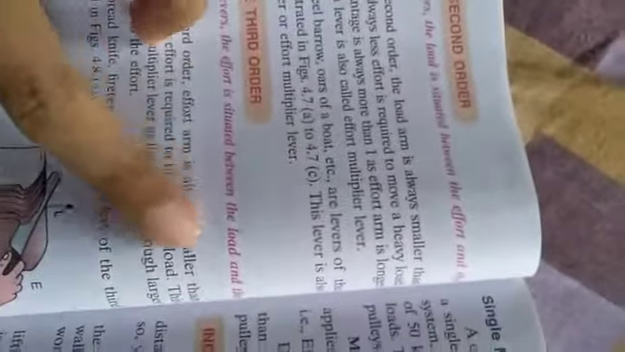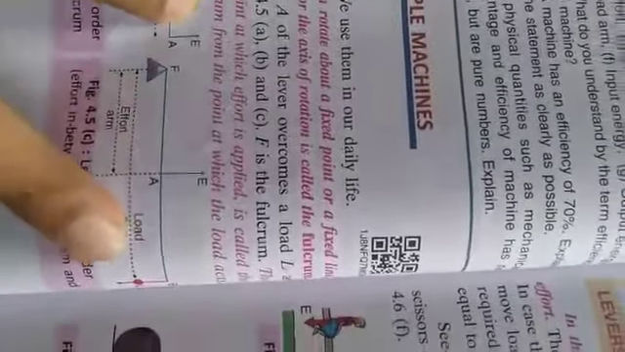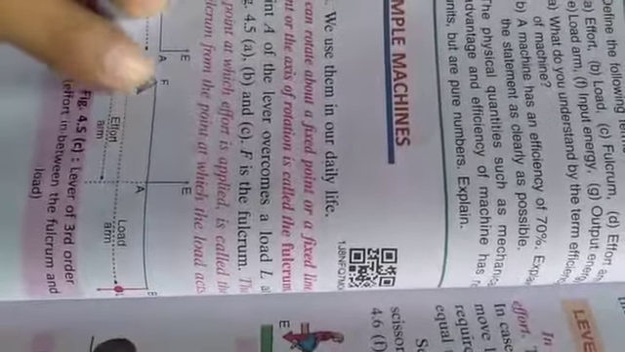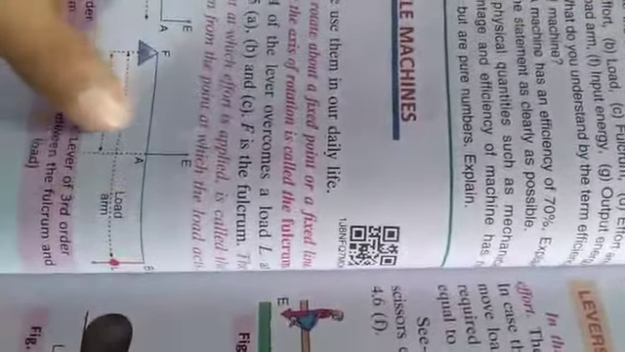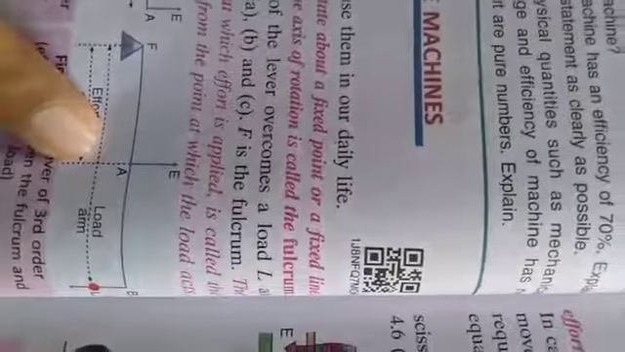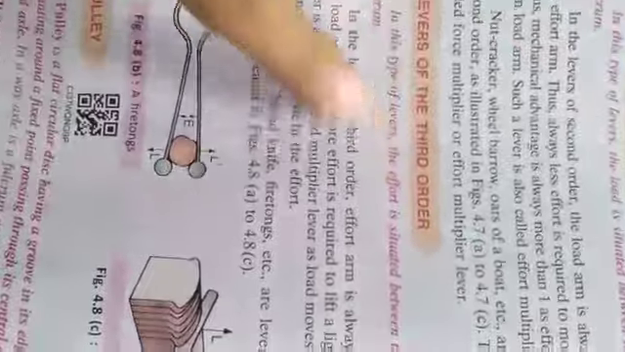Now levers of the third order. In this type of lever, the effort is situated between the load and the fulcrum. So this figure implies the third order lever. Here the point A is the point of effort, F is the fulcrum and B is the point of load. So the effort arm is always less than the load arm, right? So the mechanical advantage is always less than 1, and a large effort is required to move the load, right? Sugar tongs and a bread knife are examples of third order levers.